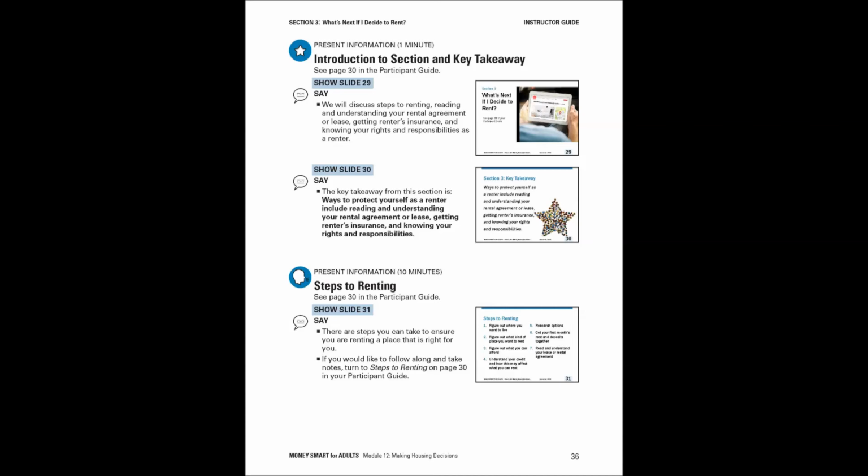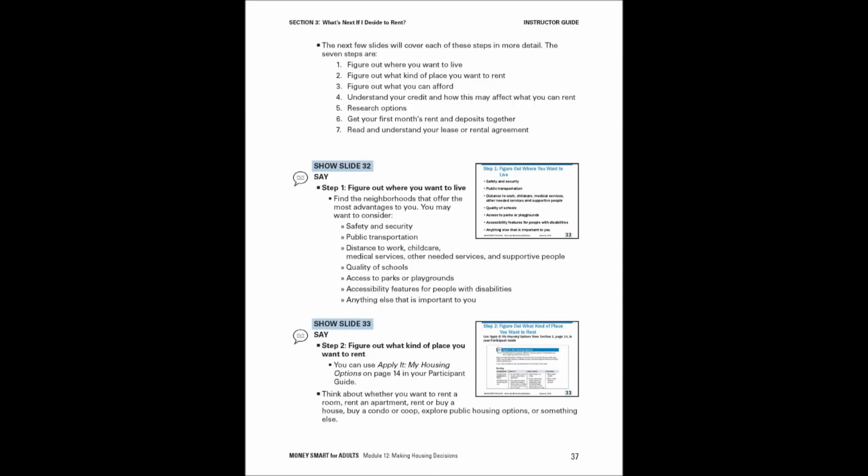So you're going to present information on steps to renting. There are 7 steps listed here. This starts on page 30 in the participant guide. It's slide 31 for you, and we want to go through this. Now, I want to say that as you're looking at this, the first slide gives the entire 7 steps. Then starting with slide number 32, it takes each step individually and gives you an opportunity to have a discussion about that particular step.